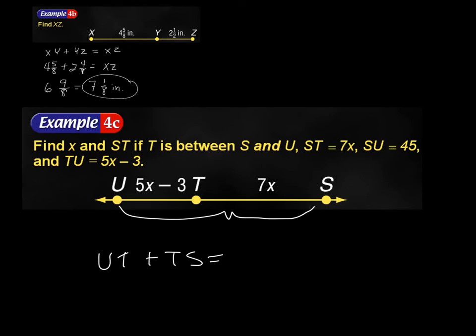Find x and the length of ST if T is between S and U. Part of this is already labeled on there. ST is 7x. SU, they did not label, is 45. And TU is 5x minus 3. T is between, so we can do UT plus TS equals SU, or US, doesn't matter. So substituting in what we know, 5x minus 3 is UT, plus 7x equals SU, which is 45.